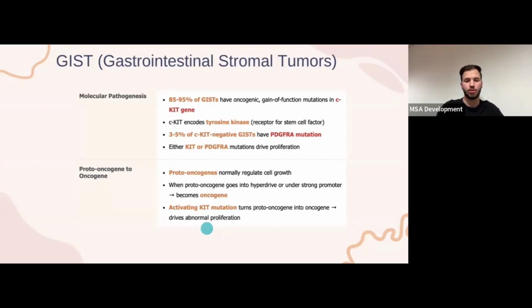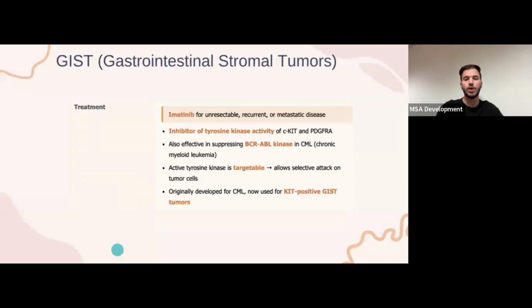Now, gastrointestinal stromal tumor, how do we treat it? Mainly with imatinib, if the tumor is unresectable. What's the function of imatinib? It mainly inhibits tyrosine kinase activity, and it's also effective in chronic myeloid leukemia, because in chronic myeloid leukemia you have BCR-ABL kinase activity. We suppress it with imatinib because BCR-ABL kinase has tyrosine kinase function.